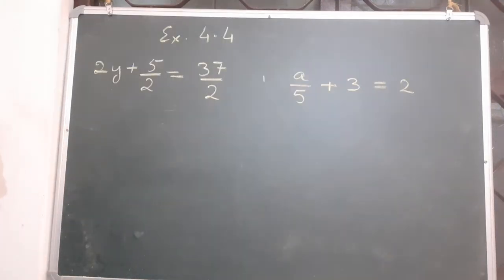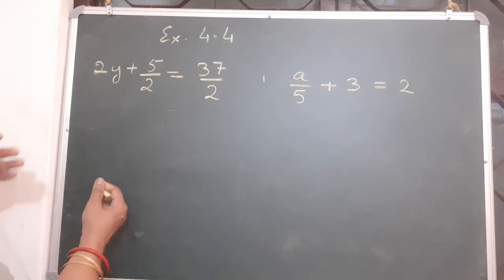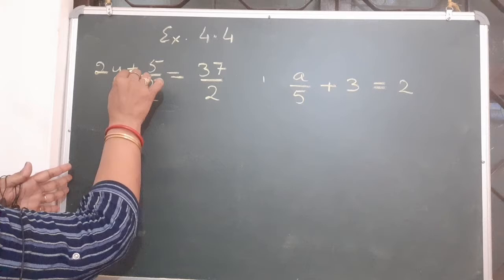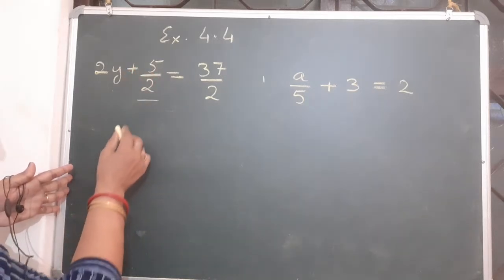Now we begin exercise 4.4. Here I have taken two questions. You can see how to solve directly. So here first we will have to remove this term. This is a term with an add sign.